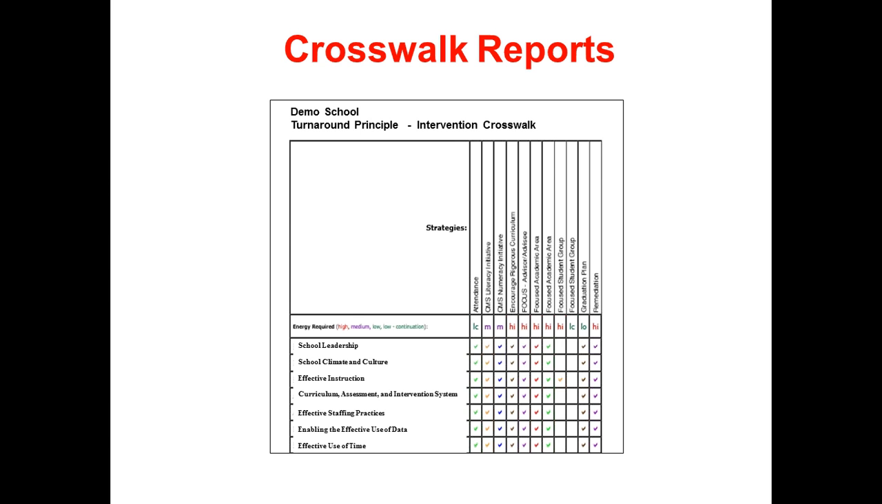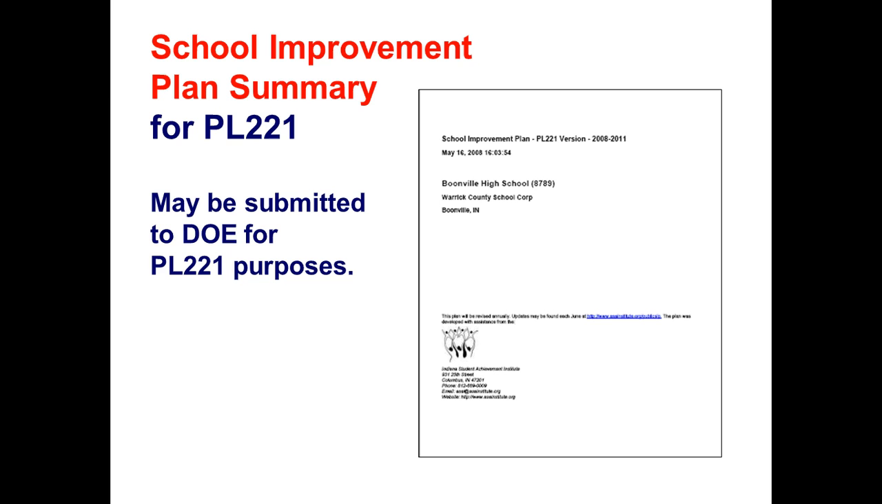There's several of these. You're looking at one that's a crosswalk report between DOE's turnaround principles. So what we've done, like in this case, is the turnaround principles are there on the left. The school's interventions are at the top, and then we're just indicating for you which turnaround principles are being met by which interventions. So again, it's just something that's easy for you to evaluate your strategies with, your interventions with.